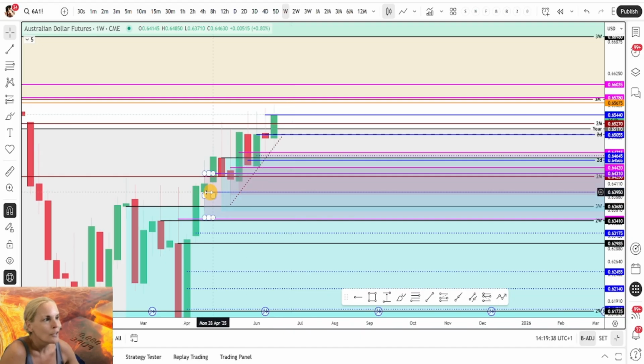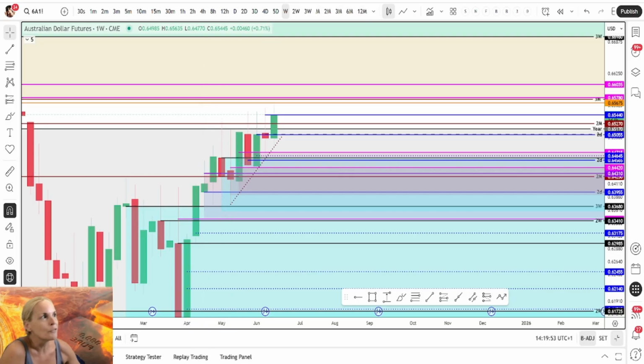But you can see here that my blue lines are 1 day or 2 day demands or supplies, the 1 to 2 day zones. The purple is 3, the pink is 4 or 5 day, black is weekly, and brown is monthly.